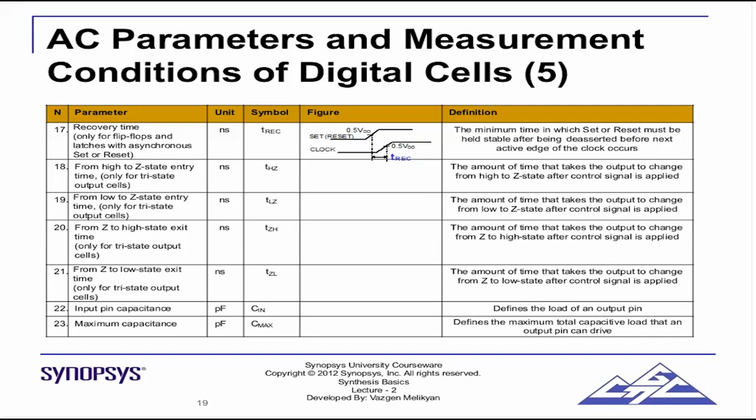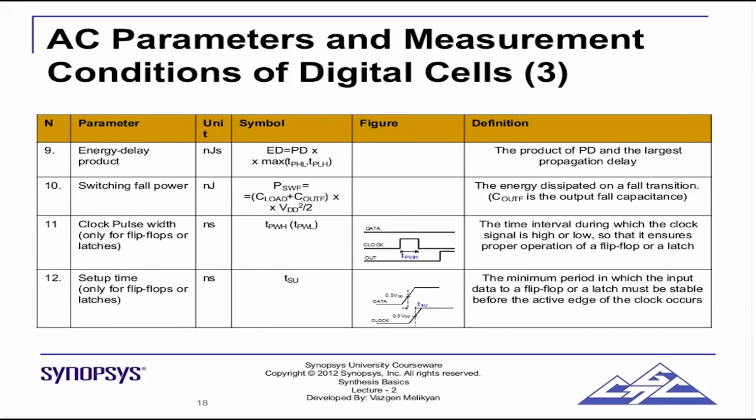So this is the minimum time in which set or reset must be held stable after being deasserted before the next active edge of the clock occurs. So after these edges get deasserted, the minimum amount of time after which the active clock edge can come is the recovery time. Recovery time, if you notice, is just like setup. The reset is deasserted first, then the clock edge arrives. It is very similar to setup. Data gets set up first, then the clock edge arrives.